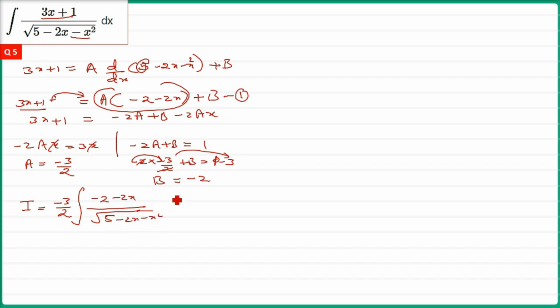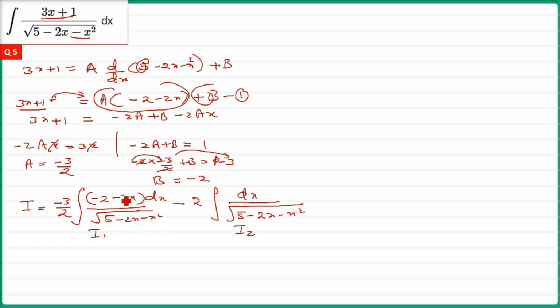And for the other term we have B, which is equal to negative 2. So let's write negative 2 outside the integration, and whatever is inside is just dx divided by under root 5 minus 2x minus x square. So this will be called I1 and this will be called I2. We will approach them separately and then combine them together to find I.